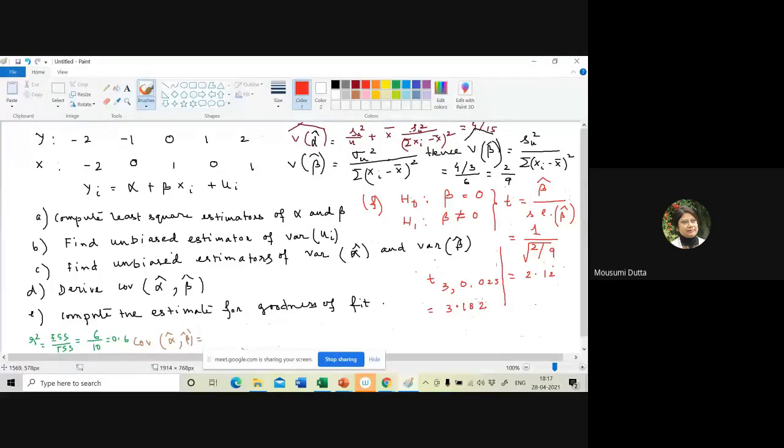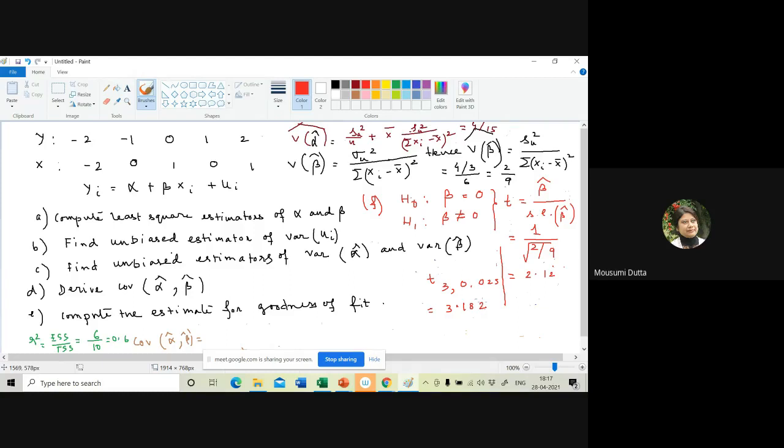So what I'll do... Ma'am, H0 will be rejected. H0 will be rejected or accepted, please check. Rejected, ma'am. Accepted. If the estimated value is less than the tabular value, accepted, ma'am.